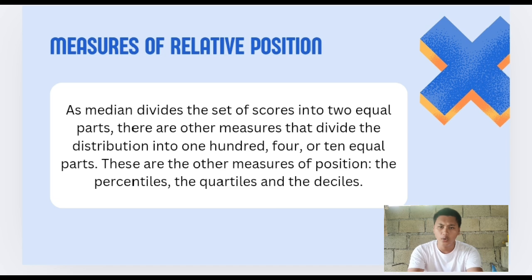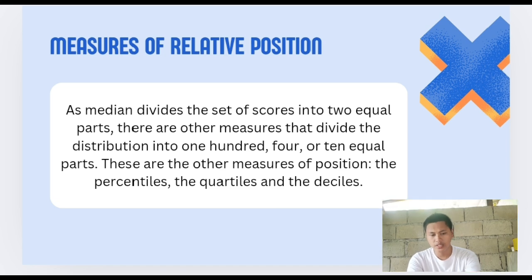So today I'll be discussing the measures of relative position. As the median divides the set of scores into two equal parts, versus the other measures that divide the distribution into 100, 4, or 10 equal parts. There are other measures of position: the percentiles, the quartiles, and the deciles.